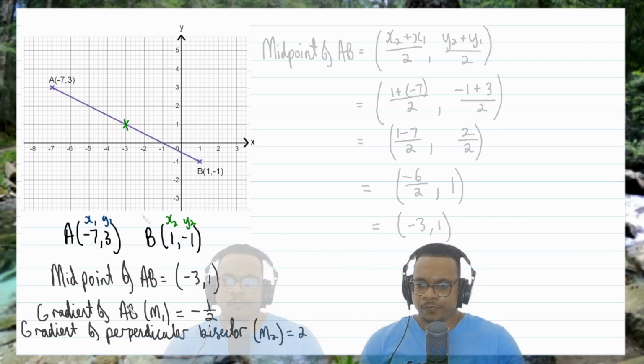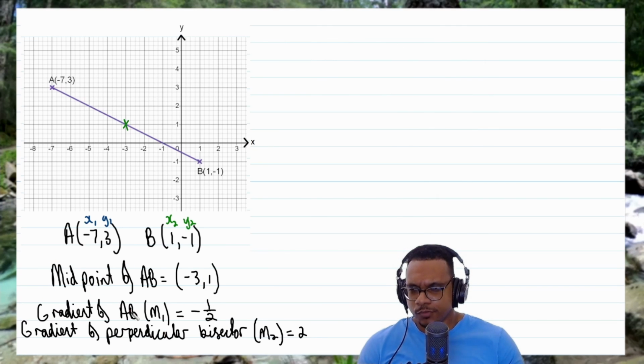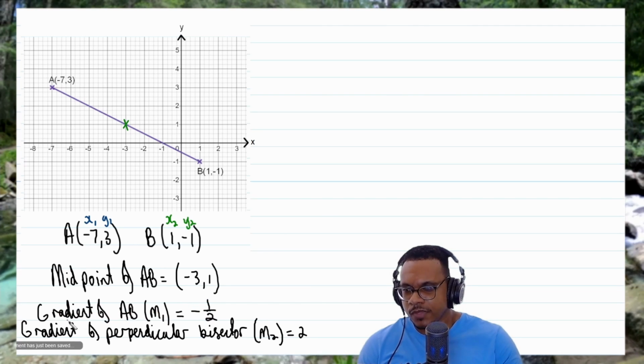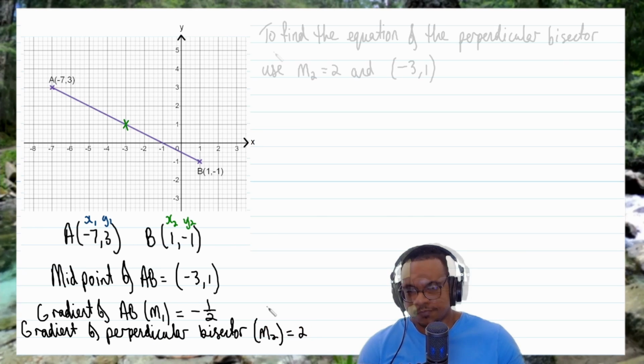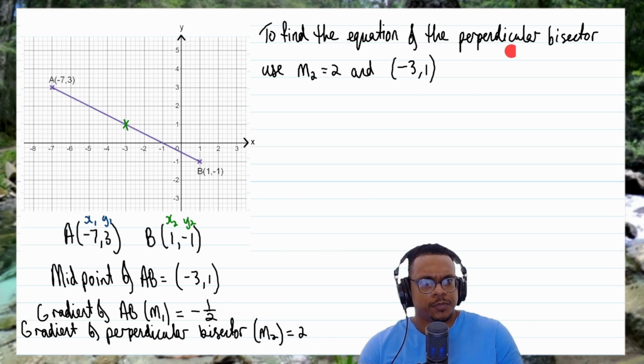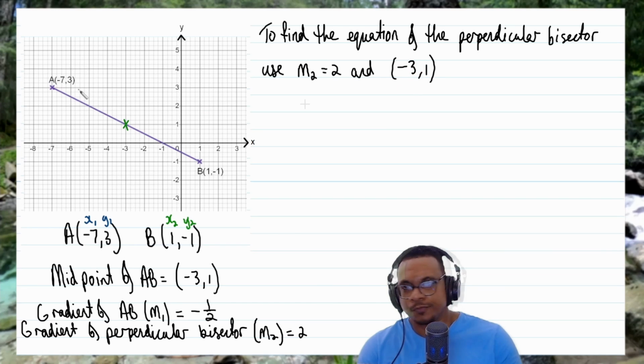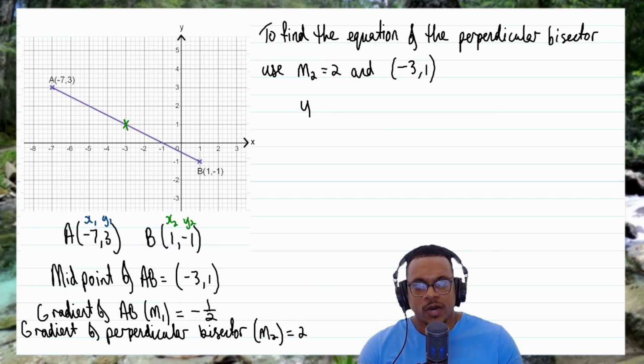So I just wrote out here the important things that we have found. The midpoint of AB is negative 3, 1. The gradient of AB, which we call M1, is negative 1/2. And the gradient of the perpendicular bisector, which we call M2, is 2. So now to find the equation of the perpendicular bisector, we're going to use M2, which is 2, because this is the gradient of the perpendicular bisector. And we're going to use the midpoint, negative 3, 1, because this is the point that the perpendicular bisector passes through.